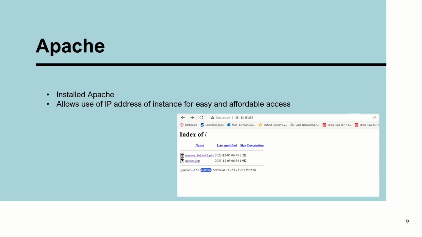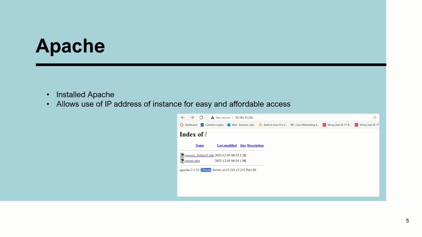For Apache, I installed Apache on the instance, so it created a blank screen, and from there I installed everything: Apache, MariaDB, and PHP. I installed Apache, which allows the use of the IP address of the instance for easy and affordable access.